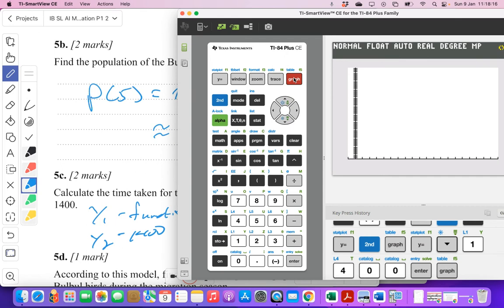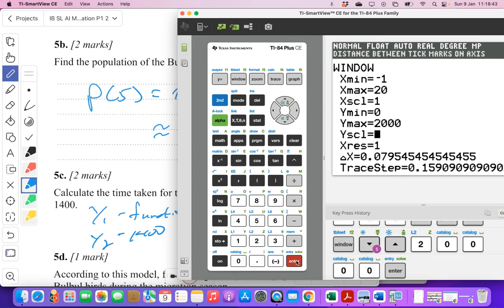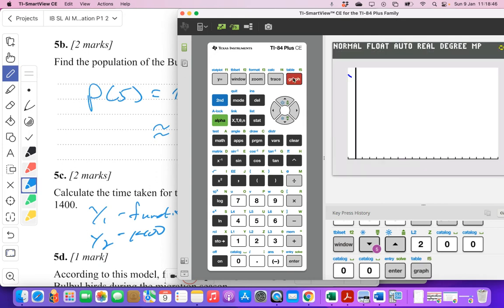So if I look at my graph, maybe it's not showing. I might have to do a zoom fit or a zoom stat or mess with the window. I need to go up to 2000. I see my exponential decay, and I see a horizontal line. Oh, okay, there it is.